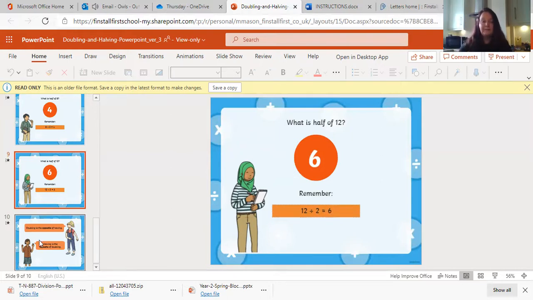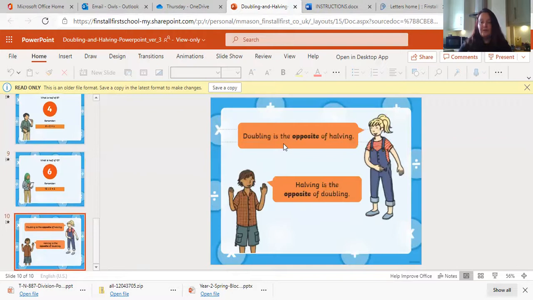Makes 6. Okay, so doubling is the opposite of halving, and halving is the opposite of doubling. It's the same as doing the inverse, multiplication and division, finding the inverse. All these things fit together. Okay, so today we're doing doubling and halving. Now there's quite a few activities in the work folder, so I'm going to share those with you now.